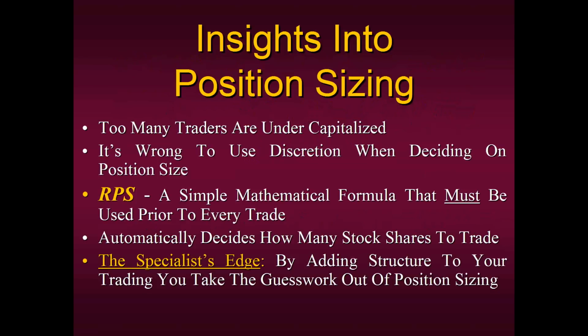Now, secondly, it's extremely, extremely wrong to use discretion when deciding on position size. Now, when I say discretion, I don't mean a certain insight or feel for your trading. I mean discretion where you wake up in the morning and say, well, gosh, I feel lucky today. I really have this strong feeling that the market's going to bounce. It's too oversold, so I'm going to buy everything.